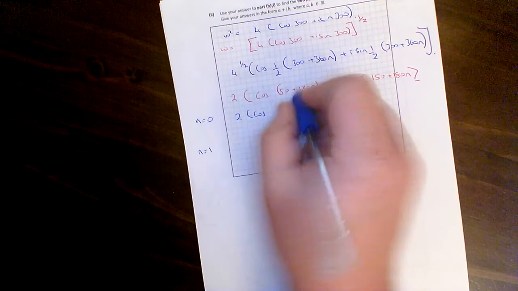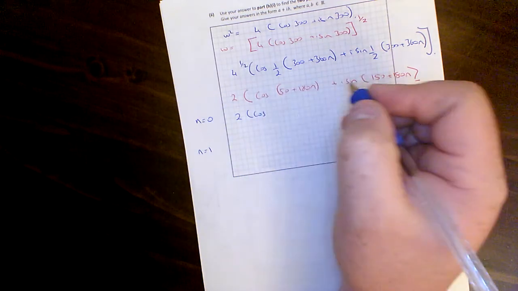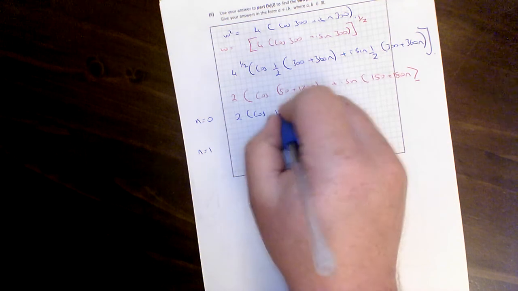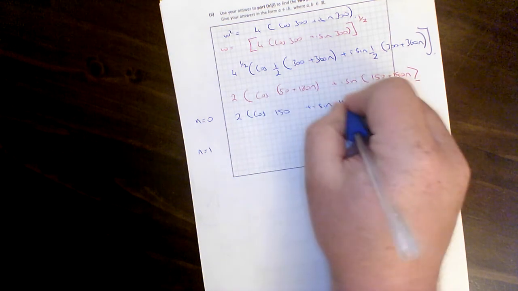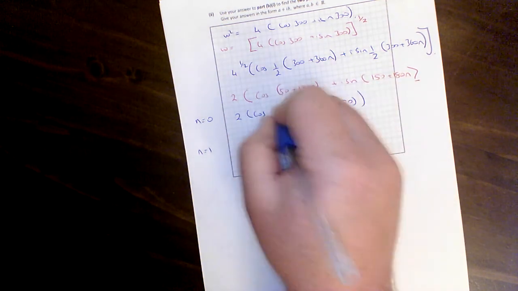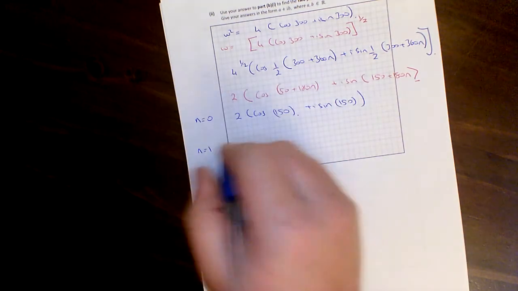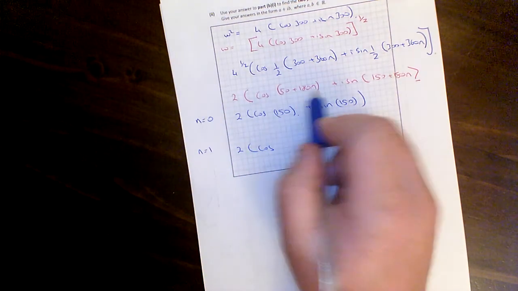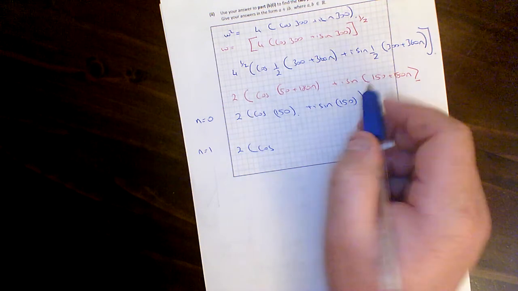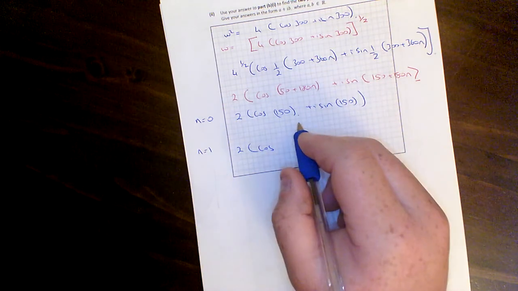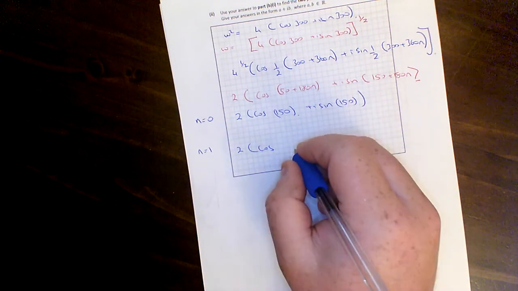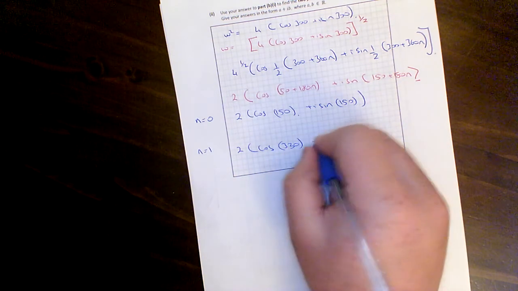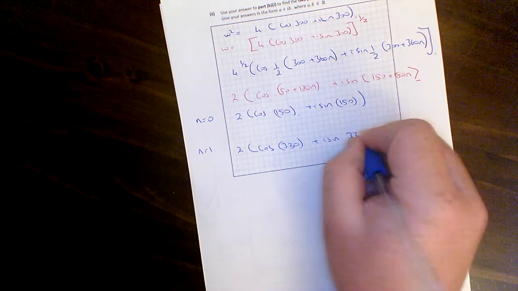That's 2, open a bracket, cos. If I add 150 plus 180 times 0, that's just cos 150 plus i sine 150. Lovely. Second one, n equals 1. 2, open a bracket, cos 150 plus 180 times 1, which is 180 plus 150. That's going to bring you up to 330, and plus i sine 330.